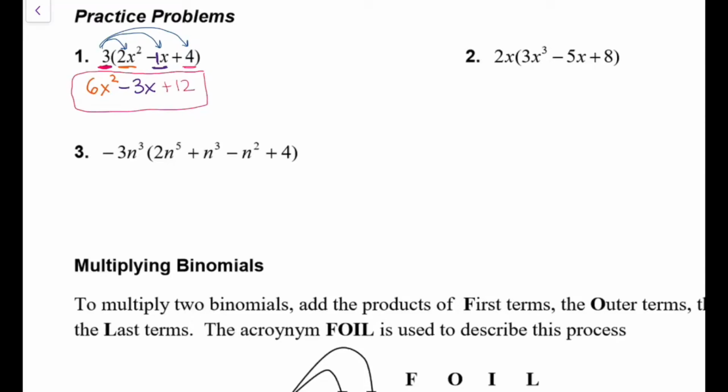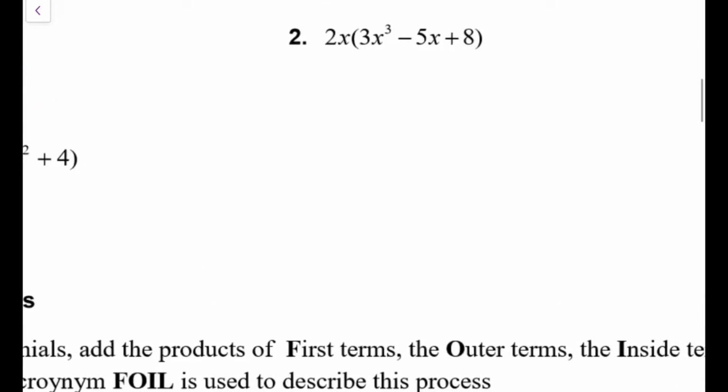Looking at number 2, I'm going to take that 2x and multiply it to each piece inside the parentheses. So 2x times 3x squared, we take the 2 times 3 to give us 6. And then I have 1x times x to the third. That's x times x times x. So altogether, this gives us 4 x's. We add the exponents. 1 plus 3 gives us x to the fourth. So 2 times 3 is 6. X to the first times x to the third is x to the fourth.